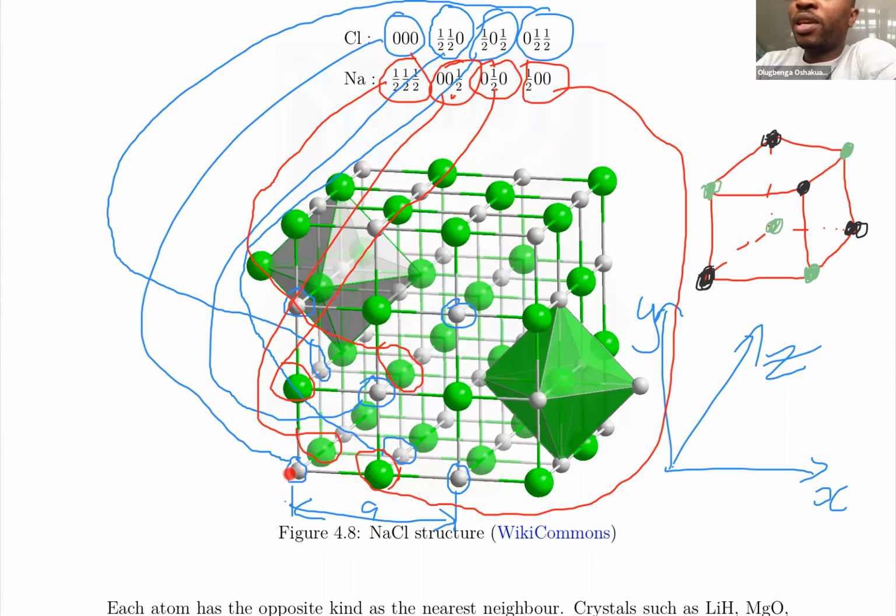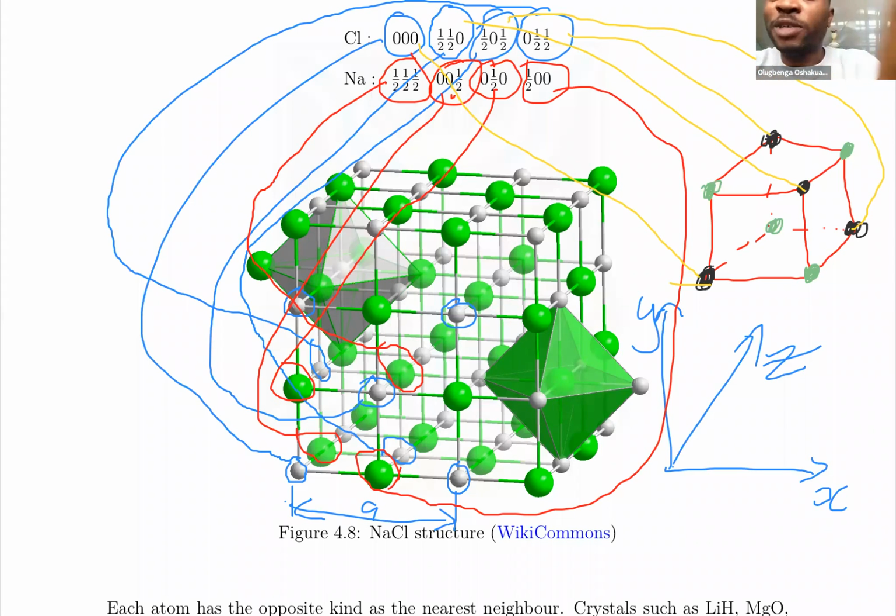So I've tried the eight. You can say this is the origin. This is half. This is the origin. This is half, 0. This is half, 0, half, 0, half. And the last one.